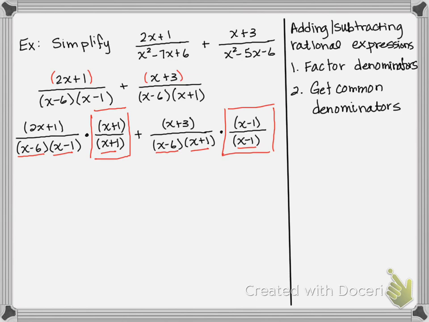I get it. Okay, so now we're going to simplify from here. We have a common denominator of x minus 6 times x minus 1 times x plus 1. So we got that here. And here.